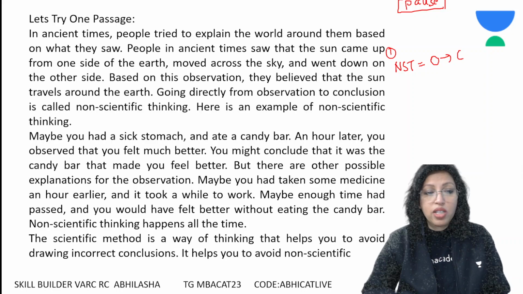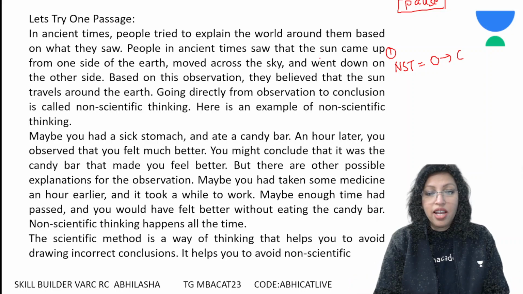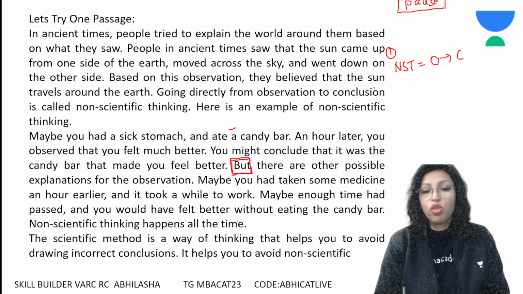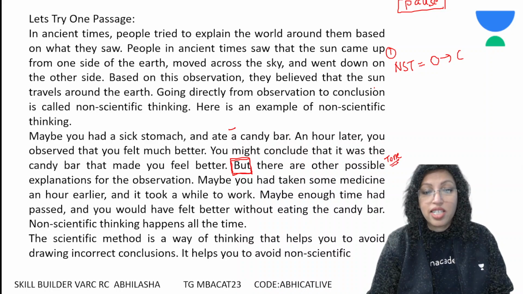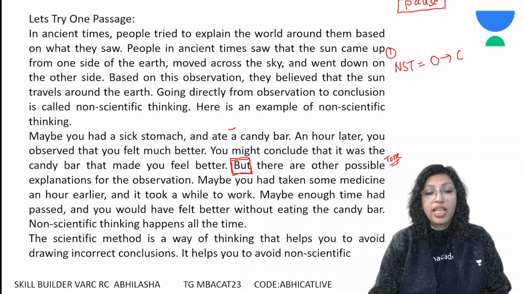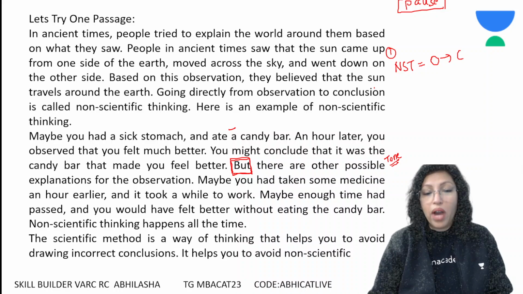But there are other possible explanations for the observation. Now pay attention to the but. The but says, well, this is not really true. Okay. See, the but says there is going to be a change of tone, right? A tone change happens. So there are other reasons that could have caused this, you feel better. Maybe you had taken some medicine an hour earlier and it took a while to work.